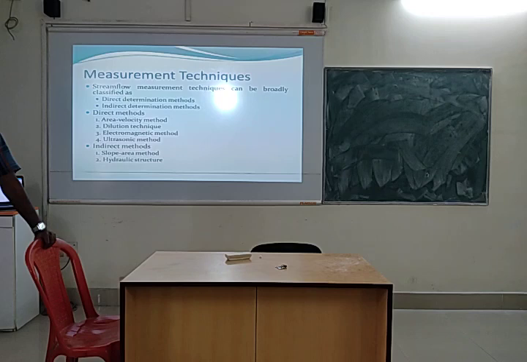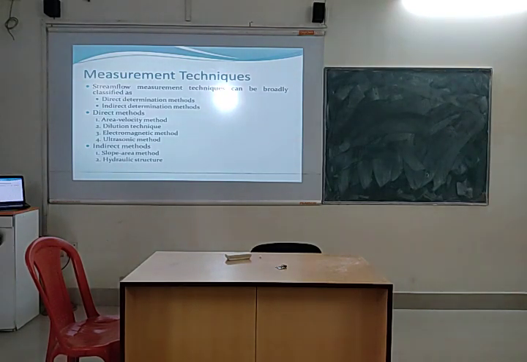Mainly two, that is direct and indirect. In the direct methods, we have four types: area velocity, dilution, electromagnetic, and ultrasonic. And in the indirect, slope area and hydraulic structure. Those are the methods available to us, right?